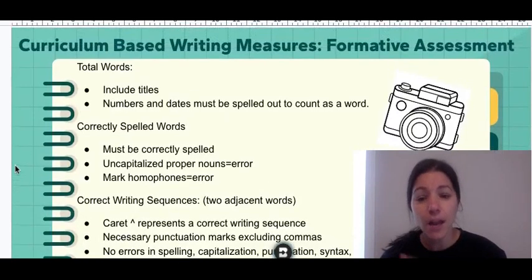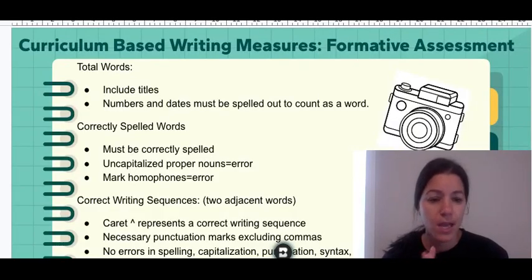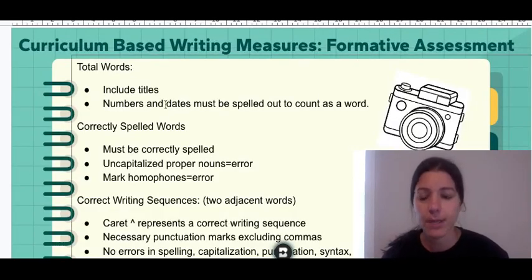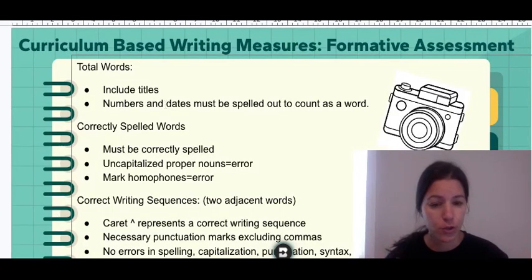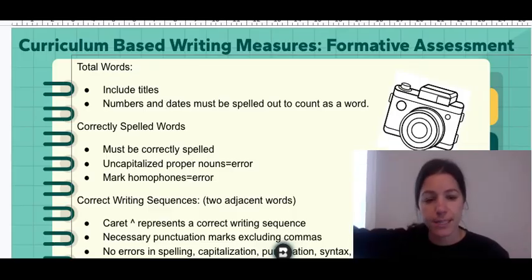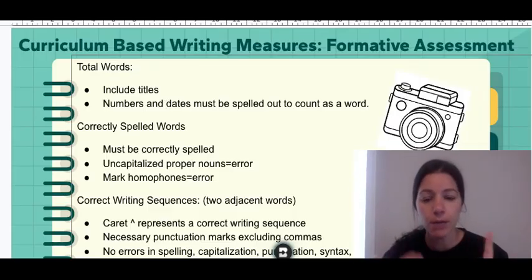All right, another type of assessment you can provide is a curriculum-based writing measure. And this can be used as a formative assessment. Basically you're having your students respond to a prompt. So if you did the pre-level assessment, you could then score it using a curriculum-based writing measure. You would count the total number of words, and numbers and dates that are spelled out count as words. The title counts as a word. You're counting the correctly spelled words.